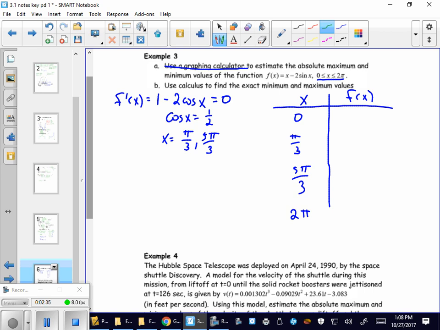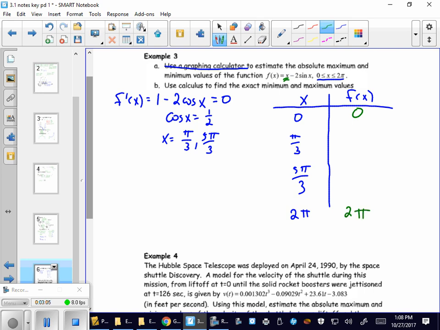So let's do the easy ones first. If I plug 0 in, plugging 0 into f of x, we're going to get 0 minus 2 sine of 0. Sine of 0 is 0, so I should get 0 minus 0, or 0. That should be the easiest one on there. 2 pi, be careful, don't make the same mistake, because yes, sine of 2 pi is 0, but you got to plug 2 pi into x as well. So it's 2 pi minus 2 sine of 2 pi, or 2 pi minus 0. So it's 2 pi.